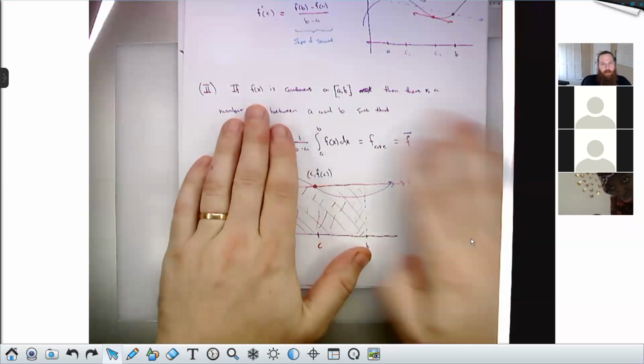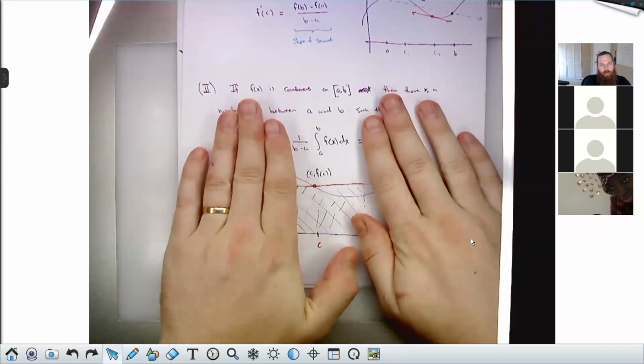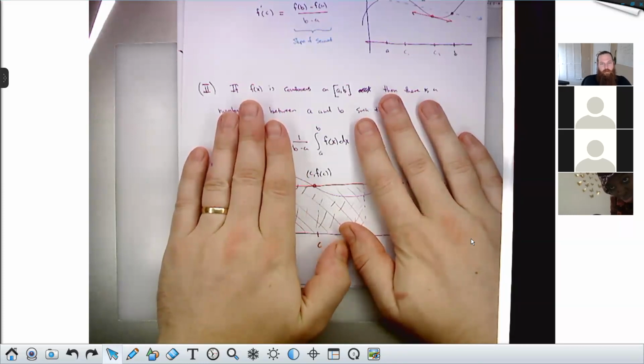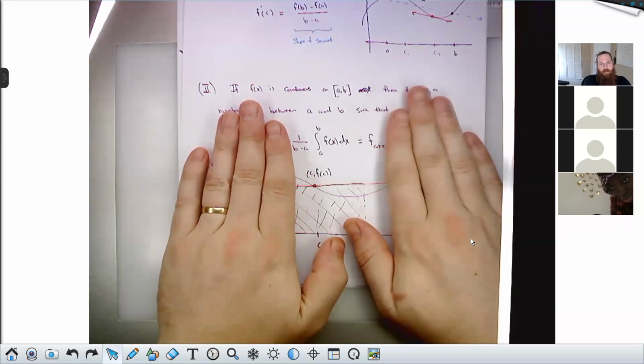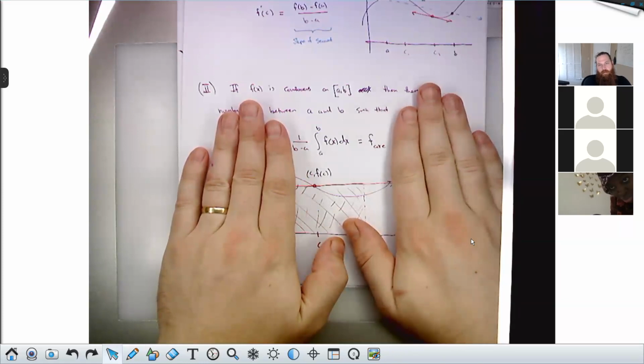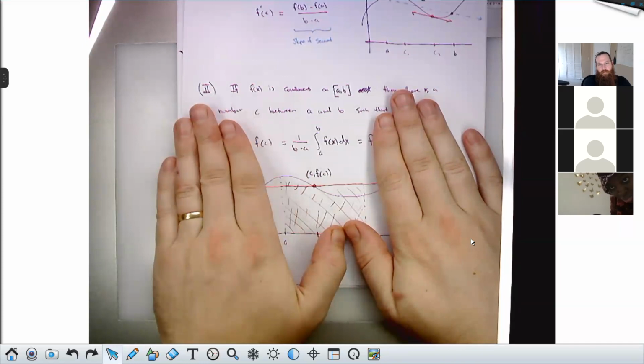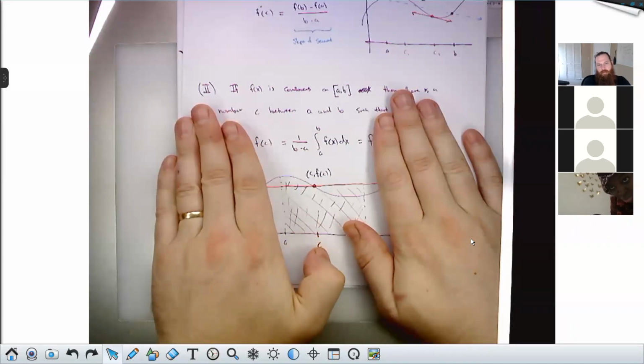In other words, this number, the integral from a to b of f of x, is a number. Divide by b minus a, that's still just a number. This number, which we call the average value of the function, is actually equal to the output for the function at some particular value of c.